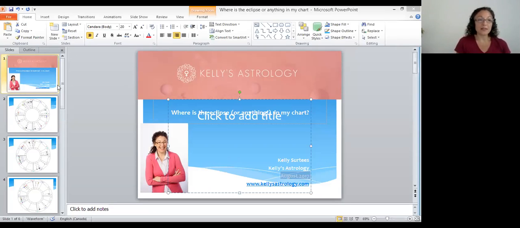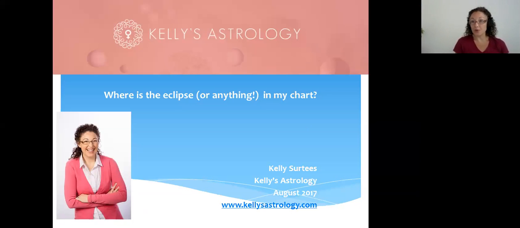So what I'm going to do now is just get this presentation up and running, mostly because astrology is so visual. The biggest challenge that I run into when I write blog posts, for instance, is that it's very confusing for you to try and figure out how all that info applies to you when you haven't actually got your chart there. So where is the eclipse, or anything, in my chart?